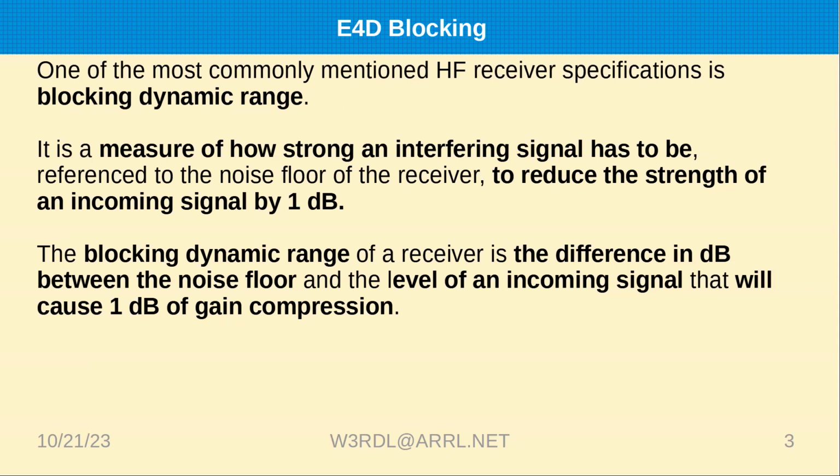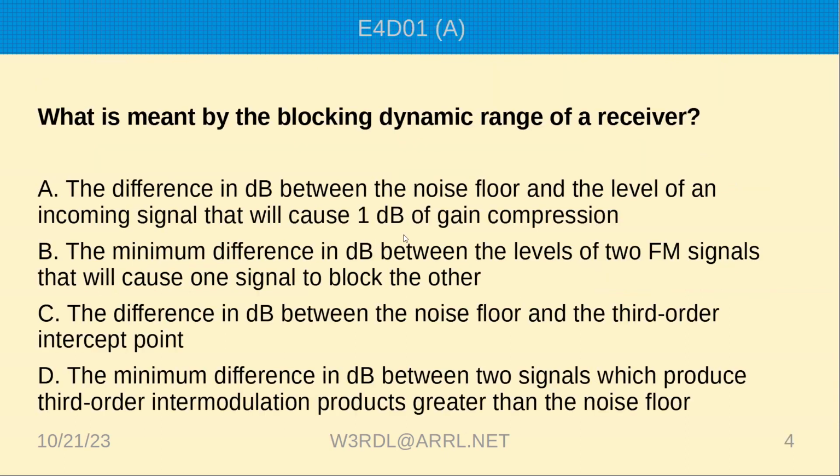So it's defined as the difference in decibels between the noise floor and the level of the signal that will cause a dB of gain compression. And all that's very confusing, but you only have to know the definition. What is meant by the blocking dynamic range of a receiver? It's alpha. Yeah, that's the only one that has a dB of gain compression in it, which is probably an easy way to remember it.